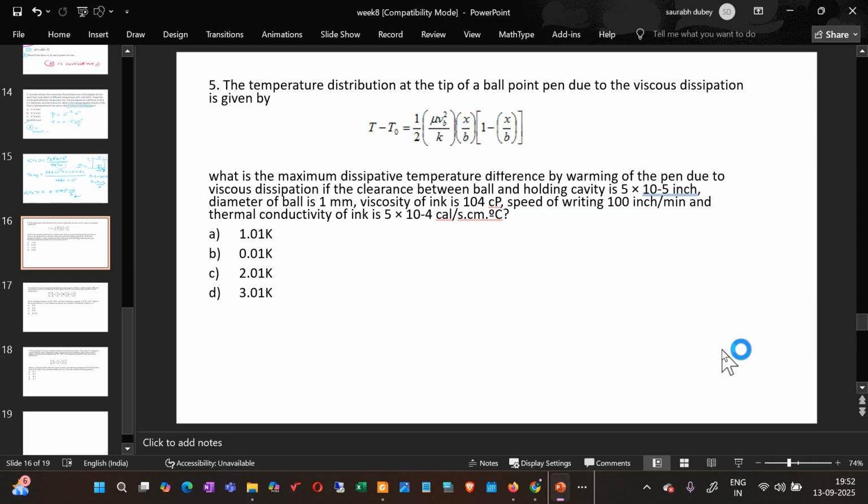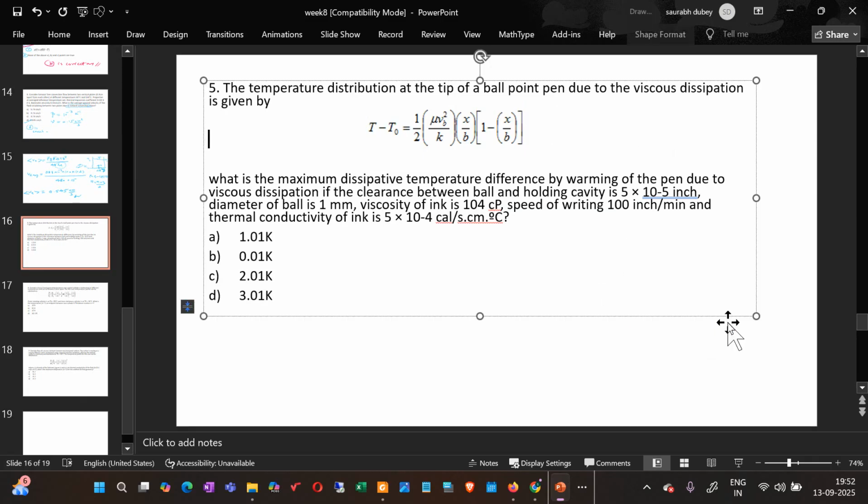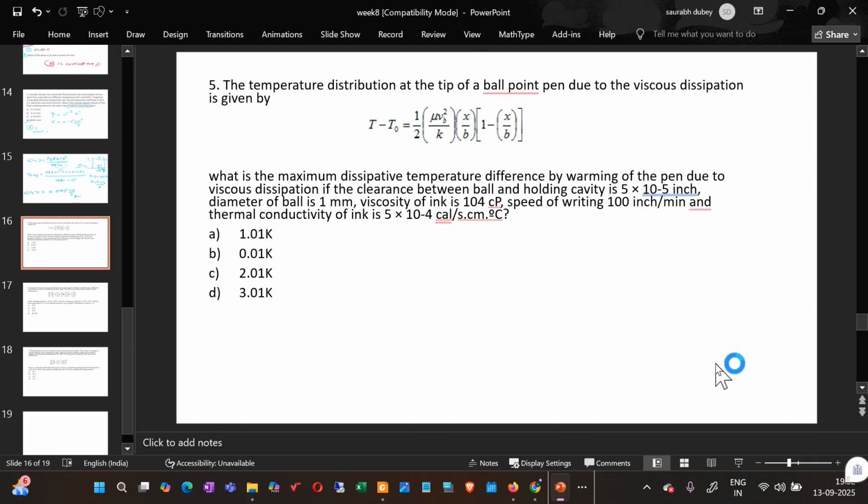So what is the maximum dissipative temperature difference? Okay, just by warming up the pen due to viscous dissipation. If the clearance between the ball pen and the holding cavity is 5 millimeter minus 5 inches, diameter of the ball pen is 1 mm. Viscosity of the ink is 10 to the power 4 cp.